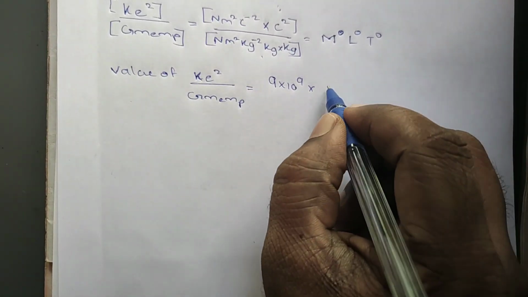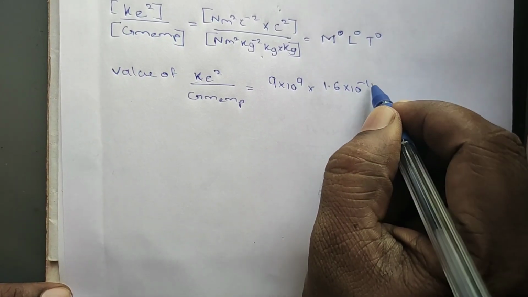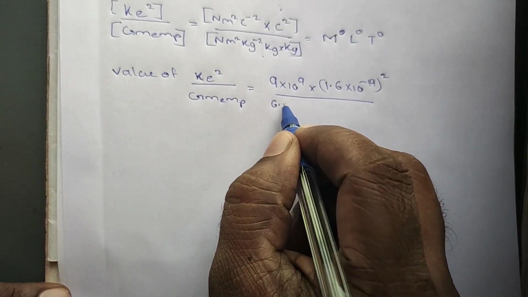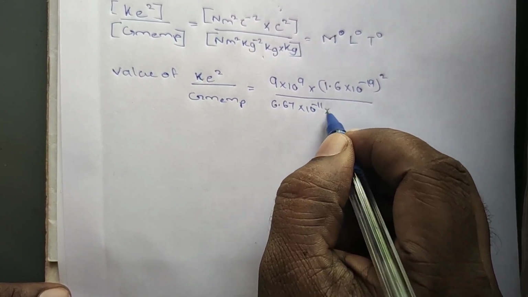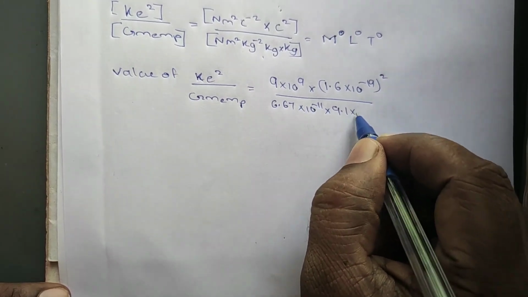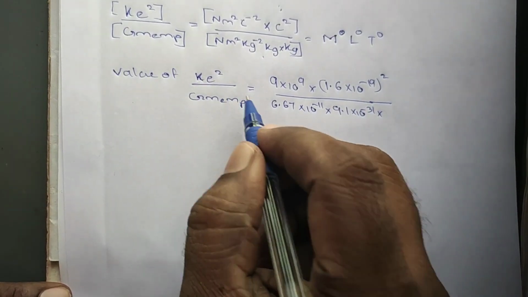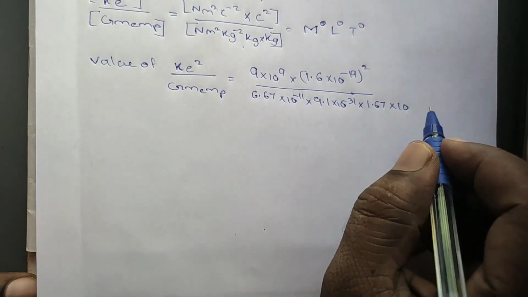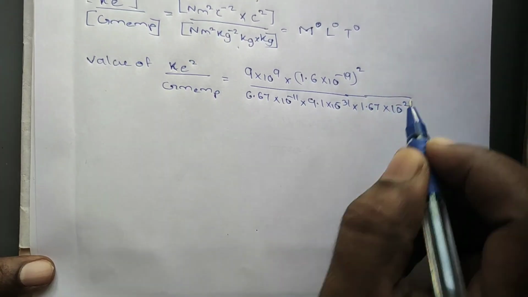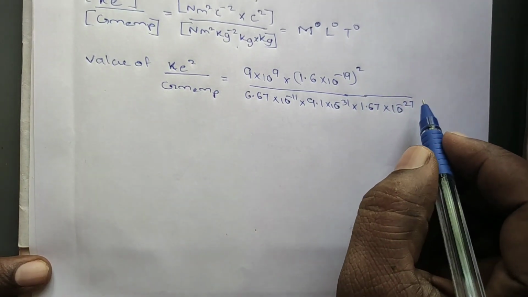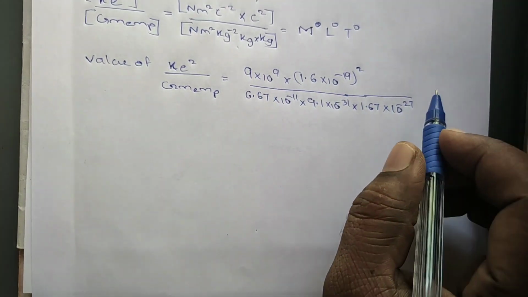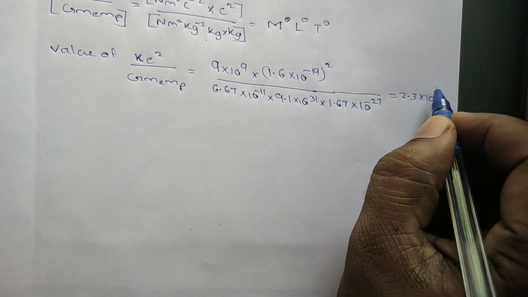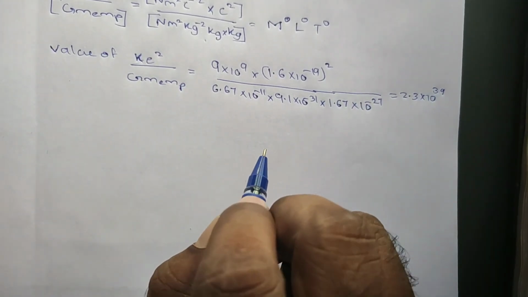What is the E value? E is the basic charge. Its value is 1.6 into 10 power minus 19 whole square divided by, what is G? Universal gravitational constant. Its value is 6.67 into 10 power minus 11 into, what is the mass of electron, 9.1 into 10 power minus 31 into mass of proton 1.67 into 10 power minus 27. That is the thing. So we will substitute all this and we can find it. So directly we just multiply it and then divide it. Then we will get the value 2.3 into 10 power 39. This is the answer for that.